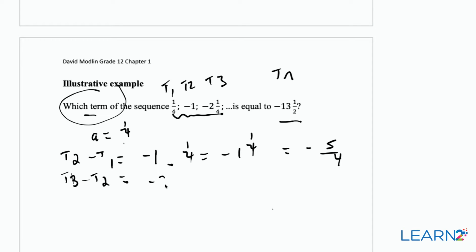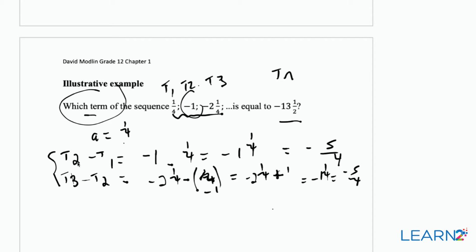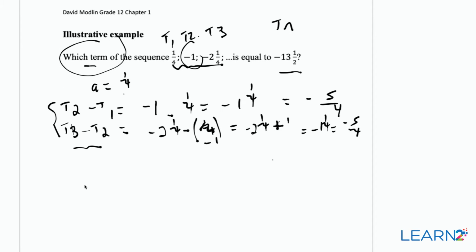Term 3 is equal to minus 2 1/4. We must subtract from that term 1, which is a quarter. So we've got minus 2 1/4 minus a quarter. In fact, it's plus a quarter. Sorry, that was a minus 1. Sorry, this is actually a minus 1. We're doing t3 minus t2. Minus 2 1/4 minus t2, which is minus 1. So it's minus 2 1/4 plus 1, which gives you minus 1 1/4, which gets you back to the minus 5 over 4. So what we found here is that term 2 minus term 1 is actually equal to term 3 minus term 2.